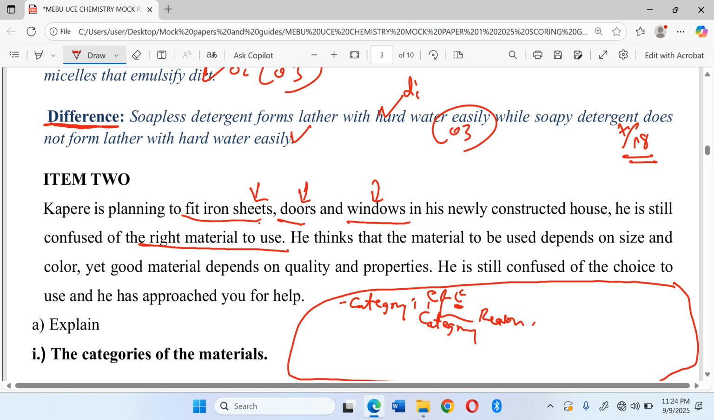Explain the categories of materials. So here they are putting the word, the categories of materials, that this man Capelli can use. Which categories do we put in this case? What does he want to do? He wants to work on his house. Put iron sheets, that is number 1. Put the good doors, that is number 2. Then we also work on the windows. So the categories, as we said, in this area we categorize and also give a reason.